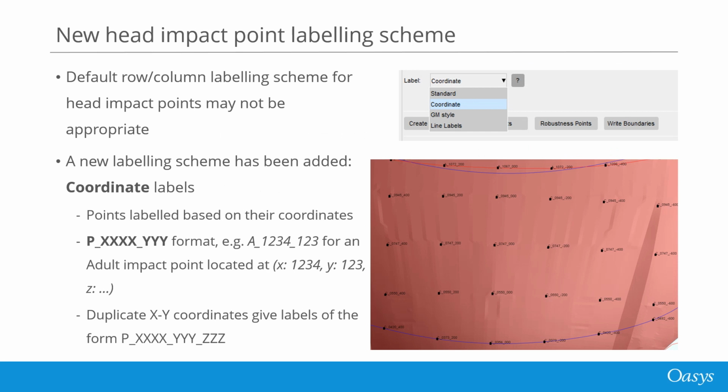In addition to the updated UN R127 support, the Pedestrian markup tool now has a new head impact point labeling scheme. For some protocols, the Euro NCAP row and column style labeling scheme may not be appropriate. Therefore, we have now introduced coordinate style labeling. Within this labeling scheme, impact points are labeled based on their zone name and XY coordinates, making it easier to discern the location of an impact point.